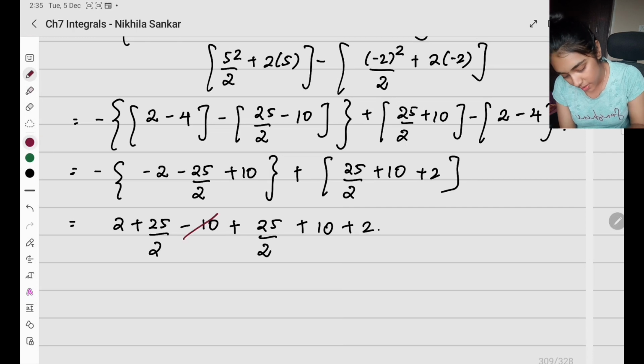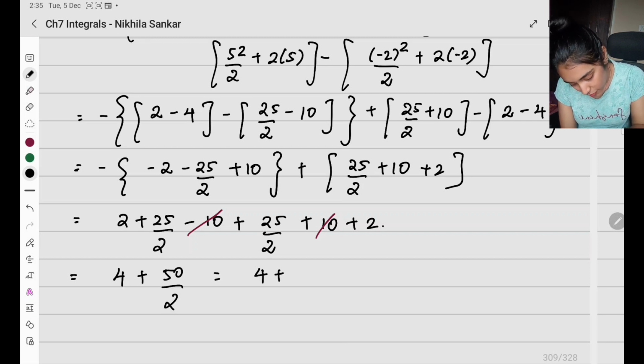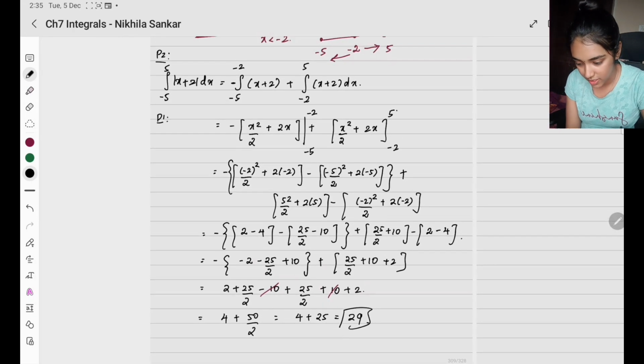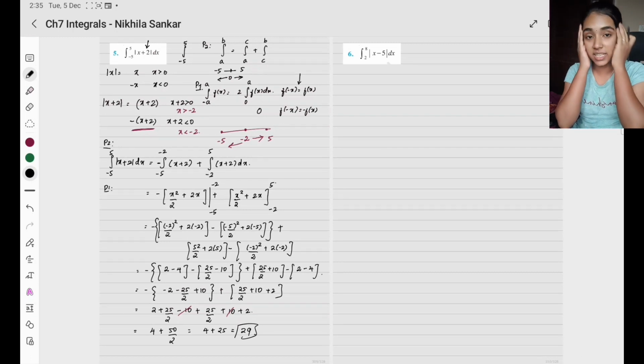What gets cancelled? Minus 10 and plus 10 get cancelled. So I'll be left with 2 plus 2 is 4, plus 25 by 2 plus 25 by 2 is 50 divided by 2, which is 25, so 4 plus 25 is 29. So this is my final answer. Please copy. Be careful with the calculation, the upper limit minus lower limit, and all the minus signs.